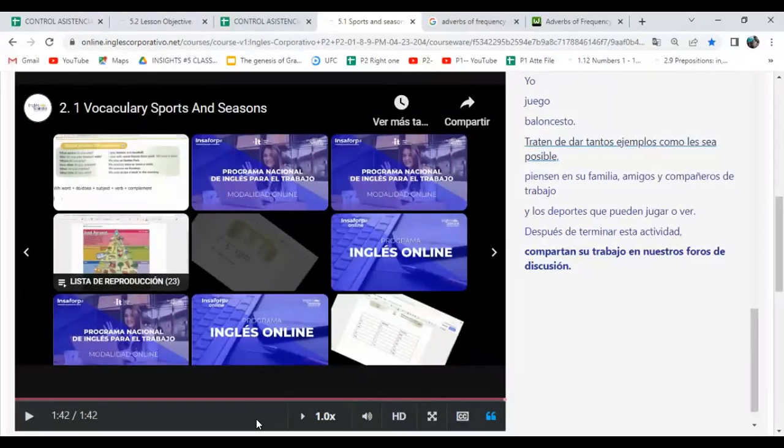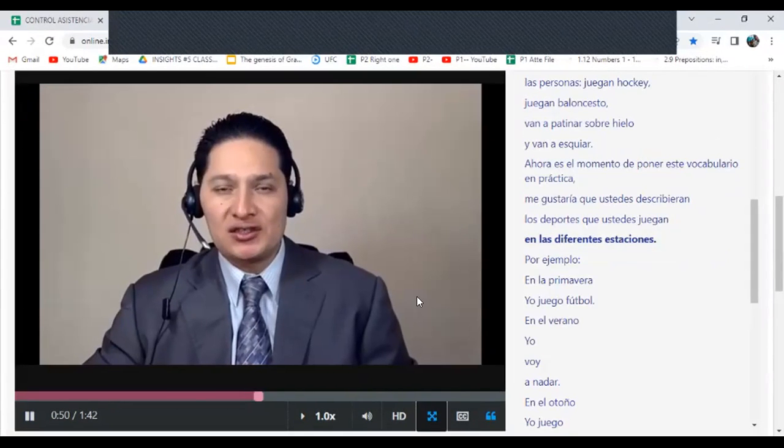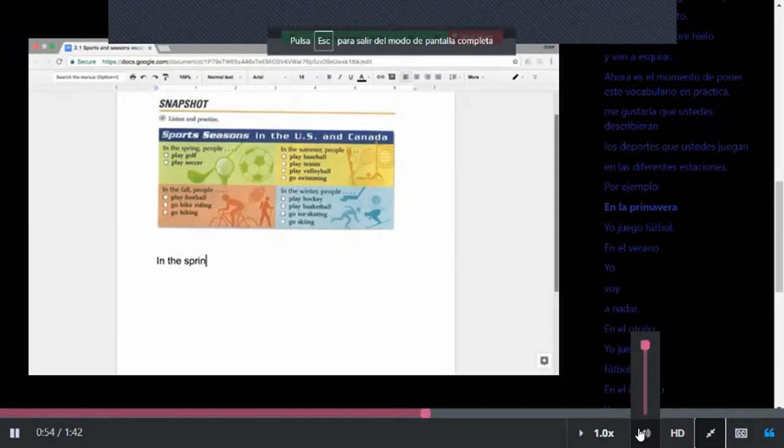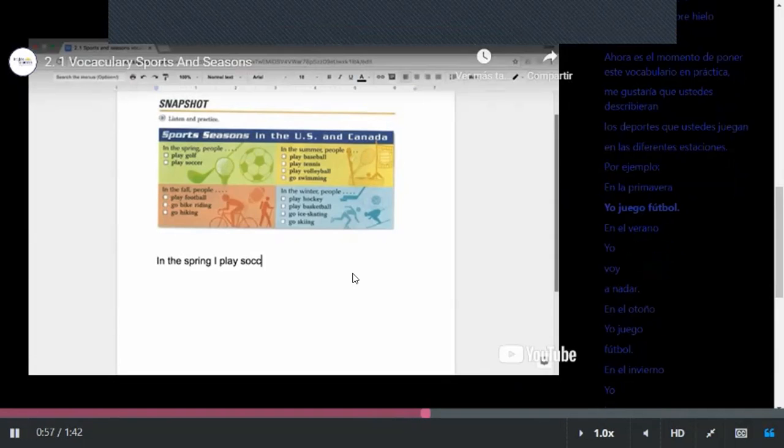Excellent. All right, people, so here are some examples of what we can do during these seasons. Seasons son las partes del año, ¿verdad? Estaciones del año, thank you. For example, in El Salvador, we don't have them all, ¿verdad? No tenemos todas las estaciones, pero hay que conocerlas, right? Spring, for example, in spring, I play soccer, right? In spring, I play soccer.